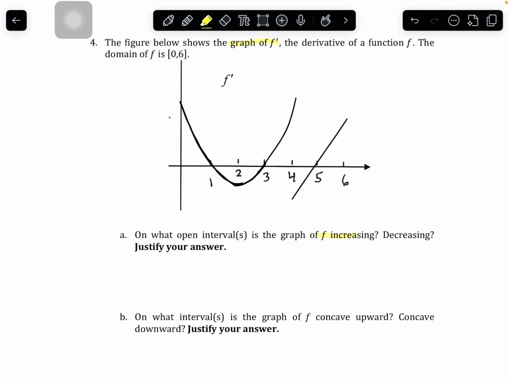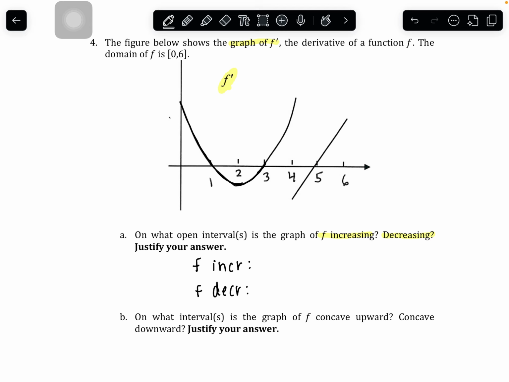All right, so we need to first figure out when f is increasing and when f is decreasing. Okay, remember, this is f prime. Well, these are the slopes of the tangent lines, right? So f will be increasing when it has a tangent line slope that's above the x-axis, and f will be decreasing when it has a tangent line slope below the x-axis.